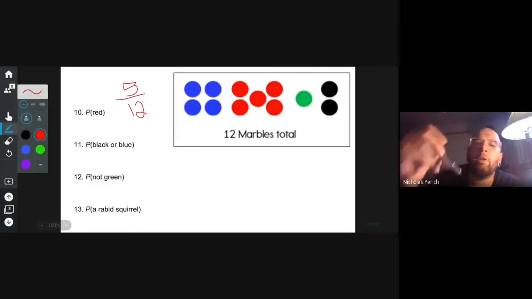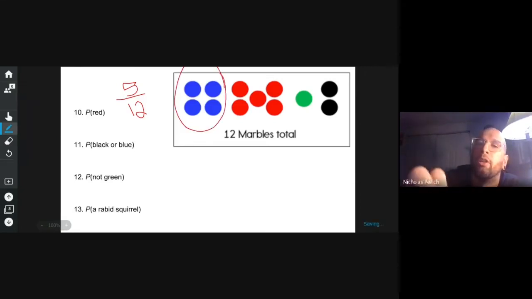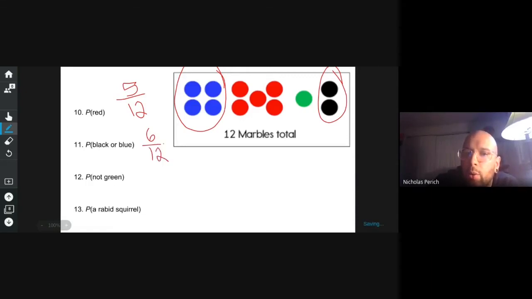What's the possibility of me getting black or blue? I'll tell you something. You get me upset, there's a 100% chance of you getting black and blue. Get it? Bruising. That's 6 of them. 6 of these are black or blue out of 12, which simplifies to half.